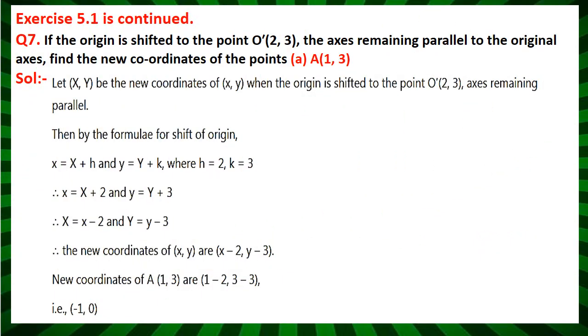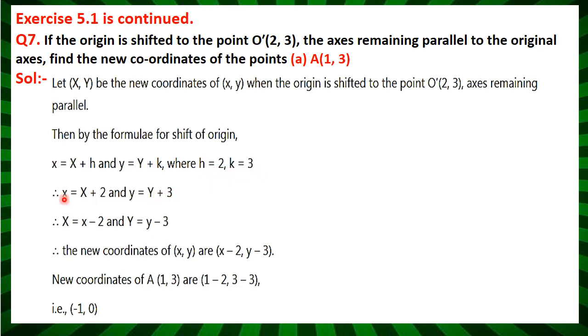Question number 7. If the origin is shifted to the point O dash (2, 3), the axes remaining parallel to the original axes, find the new coordinates of the point A (1, 3). Let (X, Y) be the new coordinates of the point (x, y) when the origin is shifted to O dash (2, 3), axes remaining parallel. Then by the formula of shift of origin, we have x = X + h, y = Y + k, where h = 2 and k = 3. That is the point at which the origin is shifted.